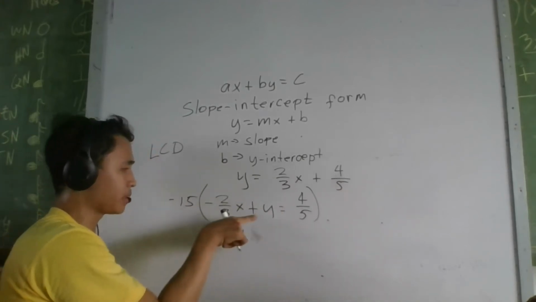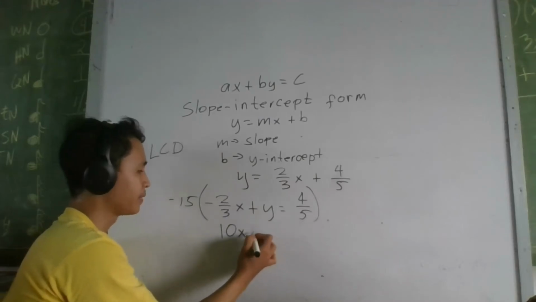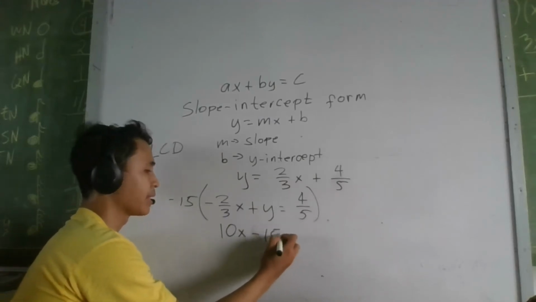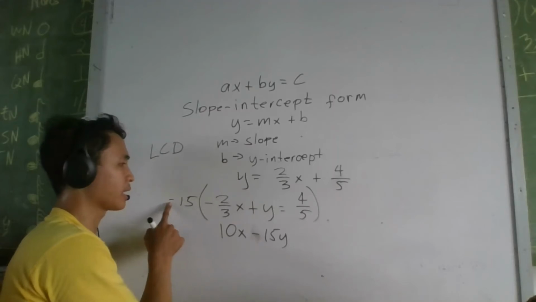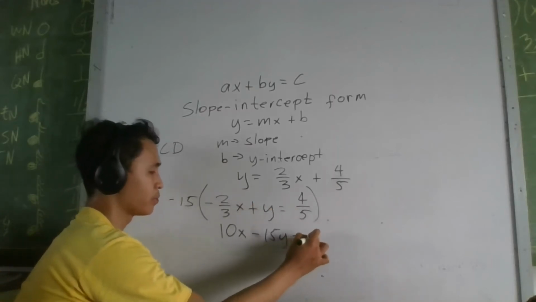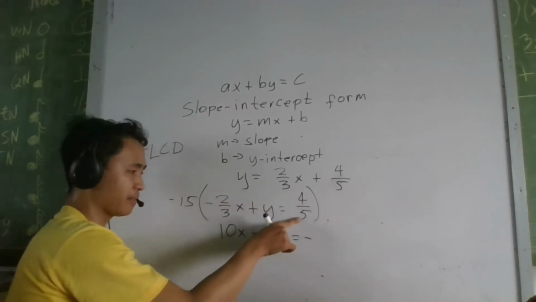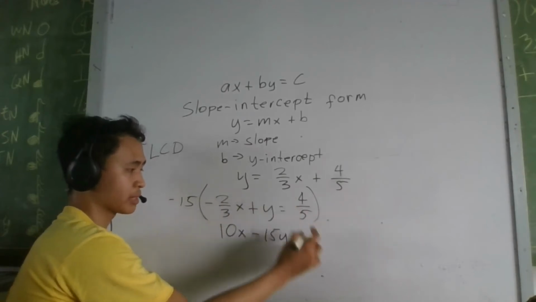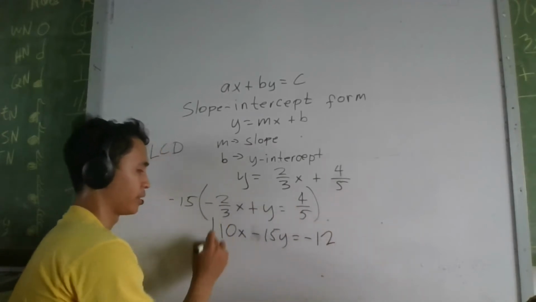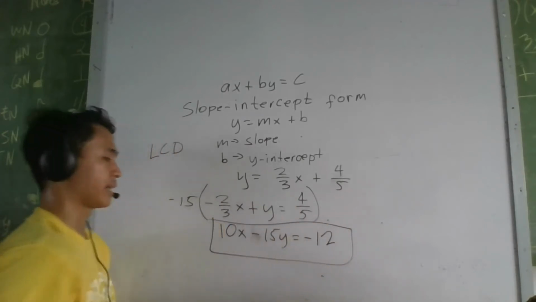Negative times positive is negative 15y. Okay? Negative times positive is equal to negative. 15 divided by 5 is 3, times 4 is 12. So that is 12. And there you have it. That is our final answer.